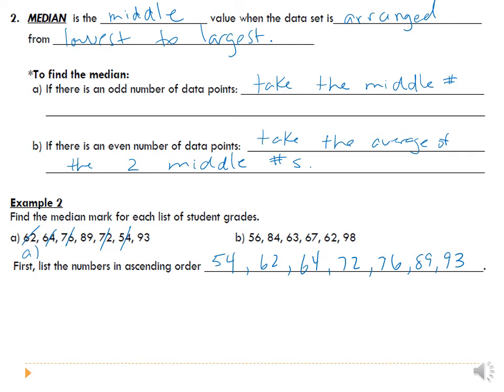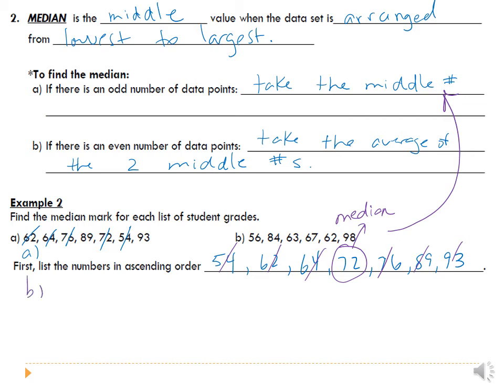Then we can do our little number trick, work from the outside in. And you can see there's only one number left. Part A goes with this quick little shortcut here. If there's an odd number of data points, in this case there was 7, there's going to be just one middle number. So 72 is our median.